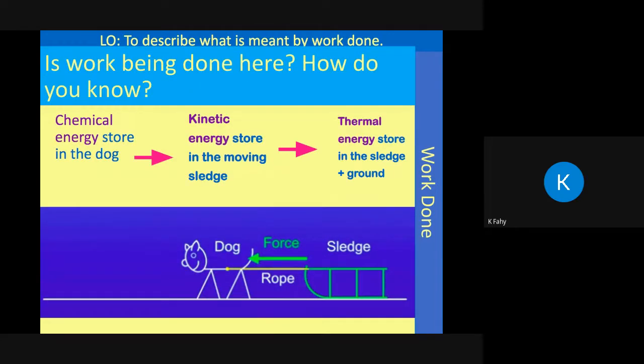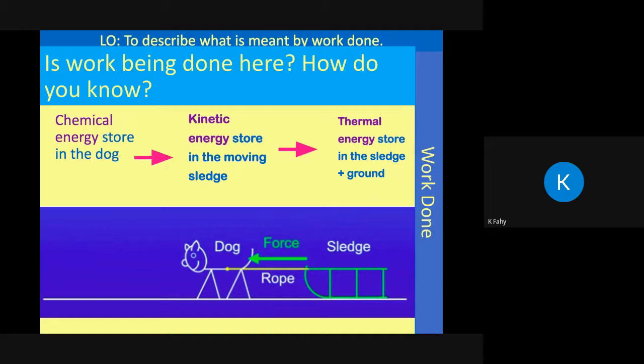So how do we know work is being done in the first place? If we look at this picture, we've got a dog. He's attached to a rope and he's pulling a sleigh. And there is a force being applied to the sleigh which is causing it to move. So the dog has chemical energy in his muscles, in his cells. He starts walking. That means he changes that chemical energy into kinetic energy. That kinetic energy is stored in the moving sleigh. And as the sleigh moves, there's a little bit of friction. So the thermal energy store in the sleigh and the ground starts to build up.